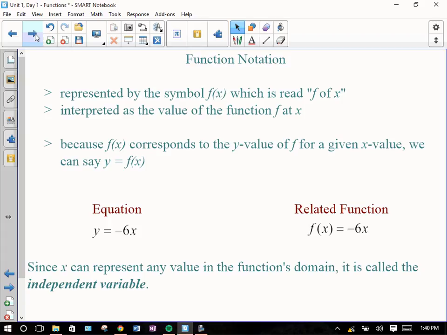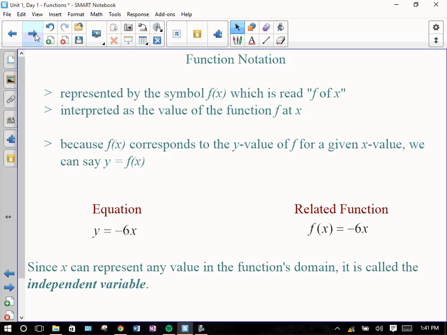And since x can represent any value in the function's domain, it is called the independent variable. Okay? In fact, you don't necessarily need to write this here at the bottom part. If you have already, finish writing it. It's not 100% important. If you don't write that down, you're not going to miss it.